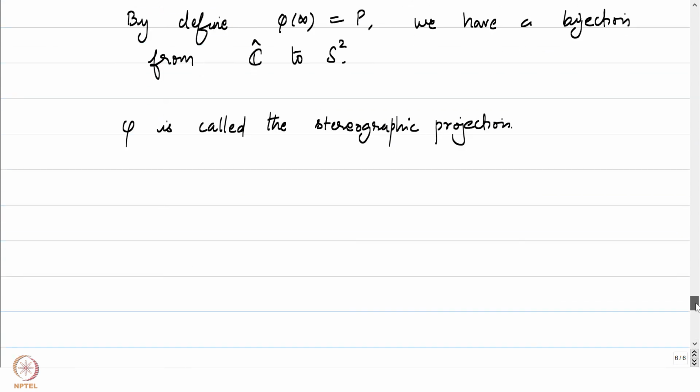Using the stereographic projection, we will also define a metric on C hat. Given 2 points z and z prime in C hat, we will define the stereographic distance from z to z prime to be the Euclidean distance from phi of z to phi of z prime. Remember that phi of z and phi of z prime are 2 points in R3 which lie on the unit sphere. Let me not spend too much time deriving the expression. I'll just write down the expression for you.